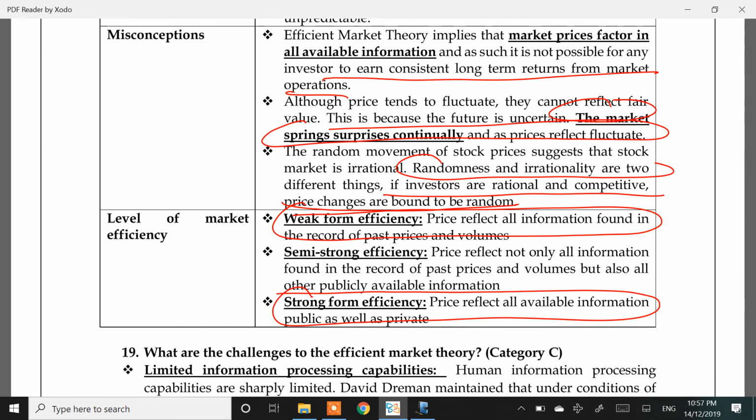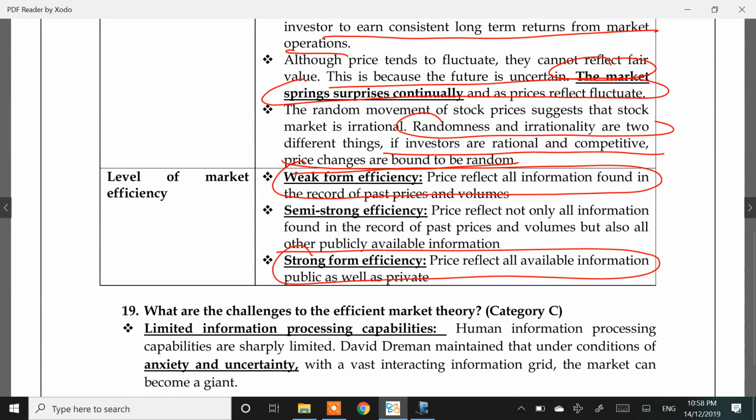Now, what are the challenges to the efficient market theory? These challenges are technical issues or misconceptions. My stock price should ideally be at the intrinsic value if you have a strong form of efficiency, but that is not available. There are a lot of people who invest in stock markets and they may not have the ability to process this information. Because of this, it is difficult for people to predict exactly what is the right price for the security.